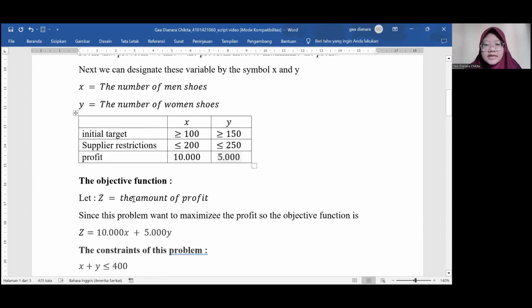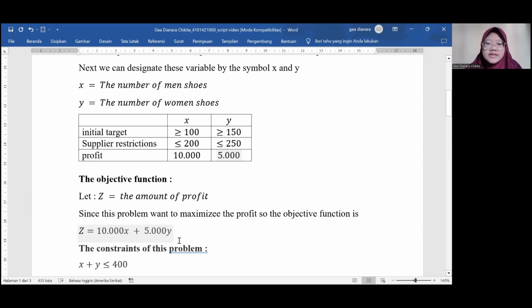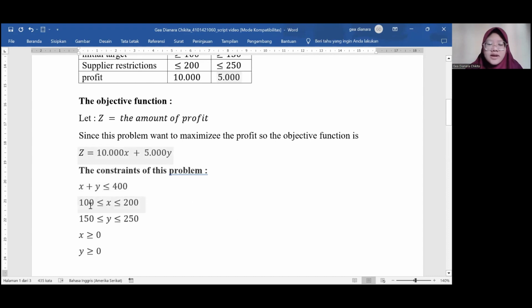And the objective function: we want to maximize the profit, so the objective function is z = 10,000x + 5,000y. Then we can determine the constraints: x + y is less than or equal to 400, 100 is less than or equal to x which is less than or equal to 200, and y is less than or equal to 250. Then the non-negative constraints: x and y are greater than or equal to 0. Now, from these constraints, we can sketch the graph to find the vertices where the function can be optimal.